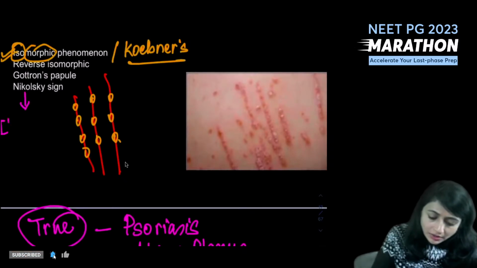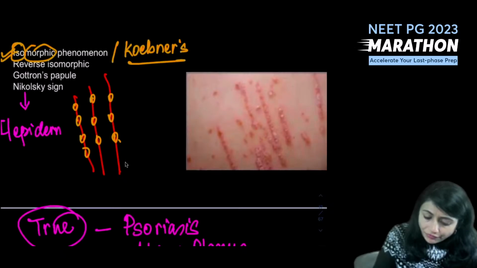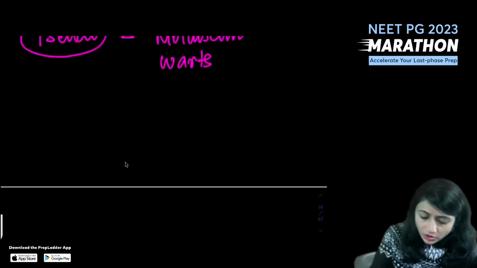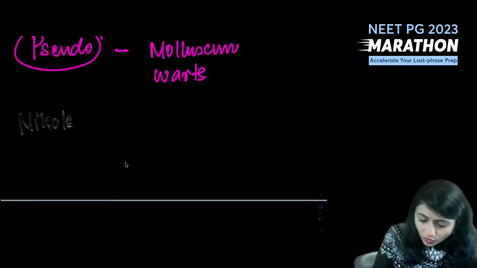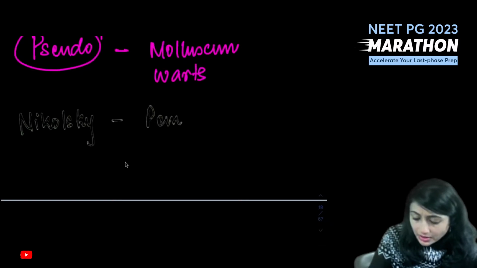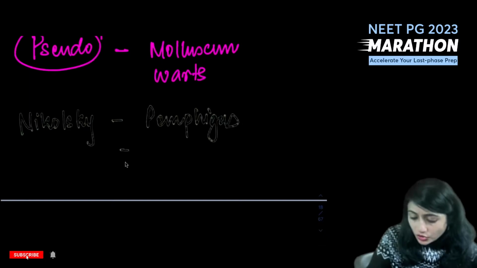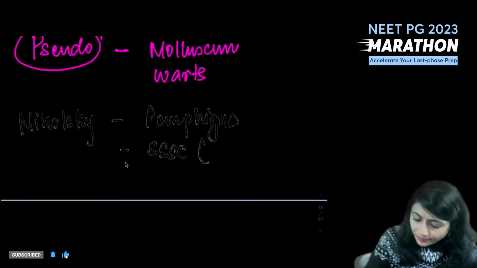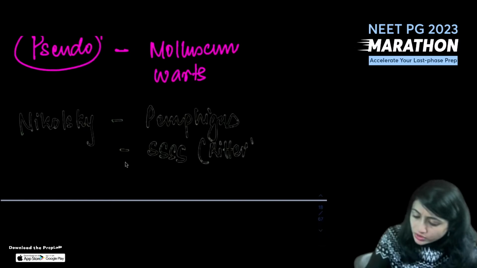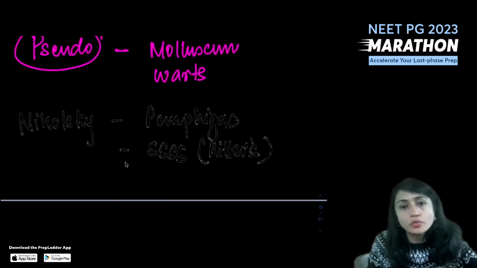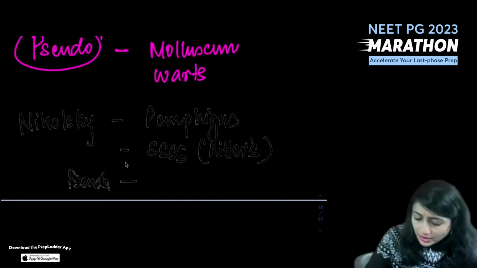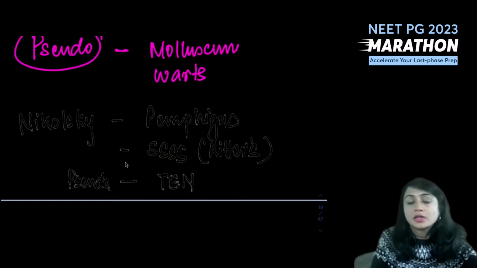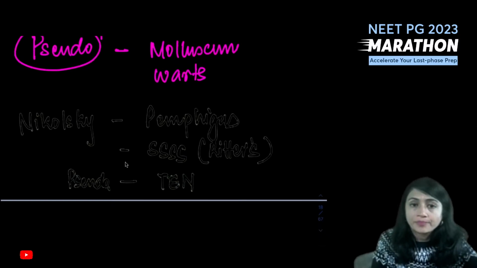Nikolsky sign, we see in intraepidermal or pemphigus group of disorder. Quickly revising here, where else do you see Nikolsky sign? Apart from pemphigus, which we have already discussed, it can be seen in staphylococcal scalded skin syndrome, also called Ritter's disease. Pseudo-Nikolsky can also be seen in toxic epidermal necrolysis or TEN, a kind of drug reaction.